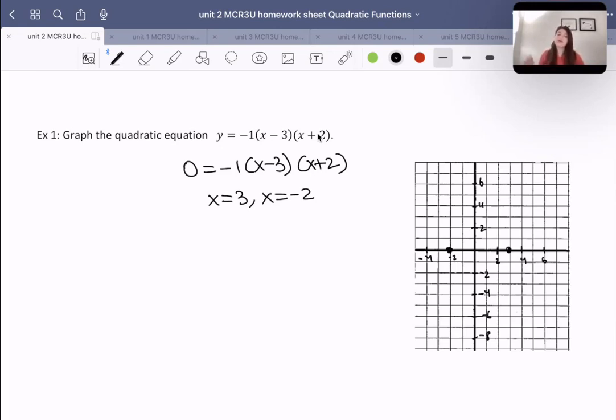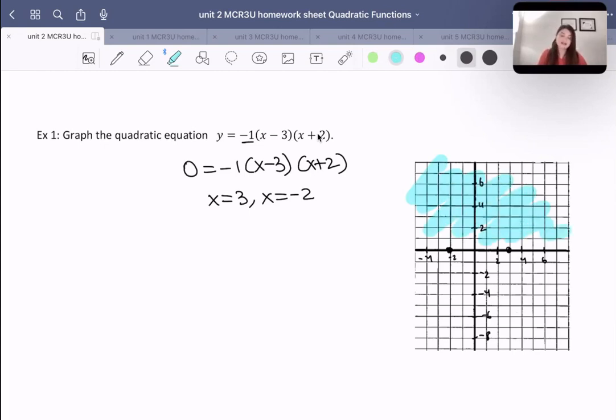Next, we need to find the vertex. So right off the bat, we have a negative value, -1 as our A, so we know the parabola opens down and there is a maximum. So we're expecting the vertex to be up here somewhere, right? Up in this section somewhere. I don't know exactly where, but somewhere up here.